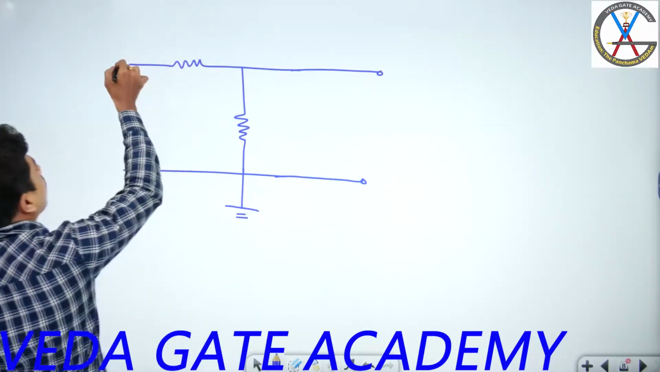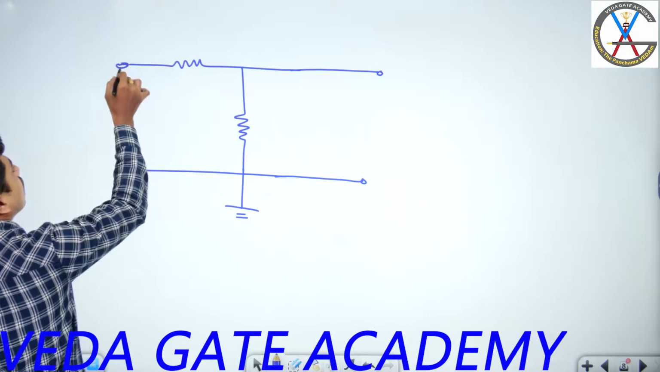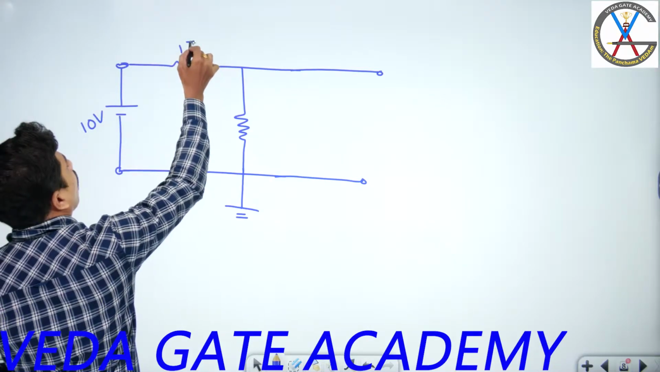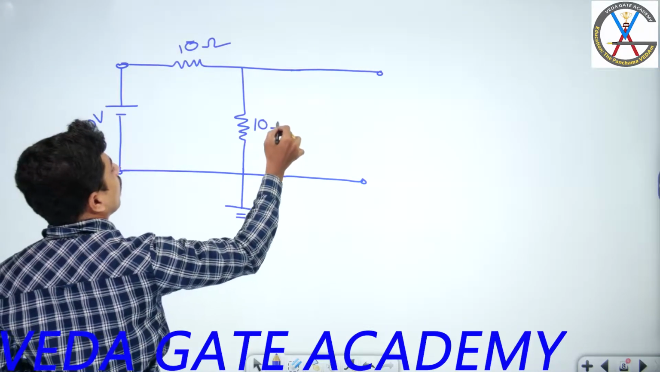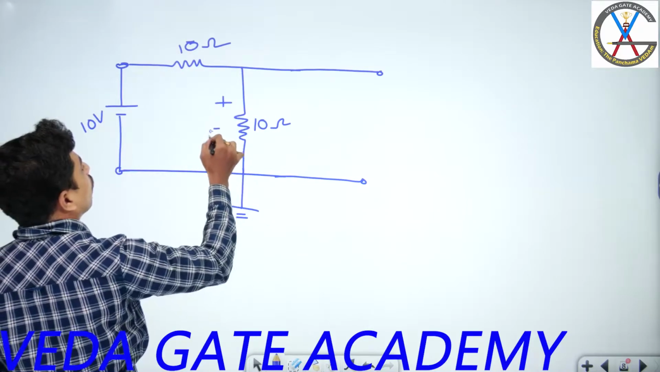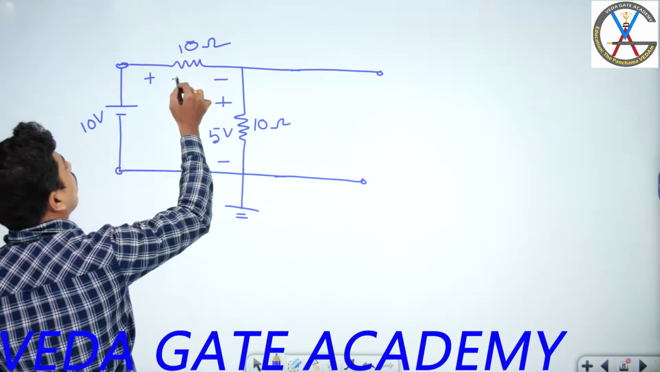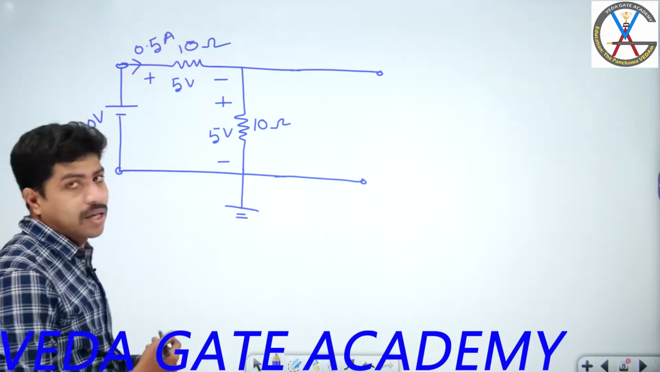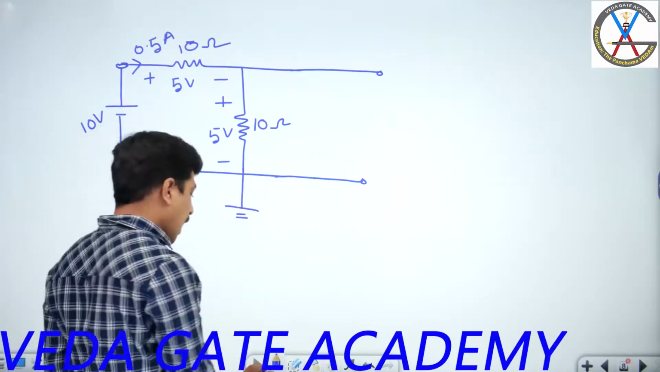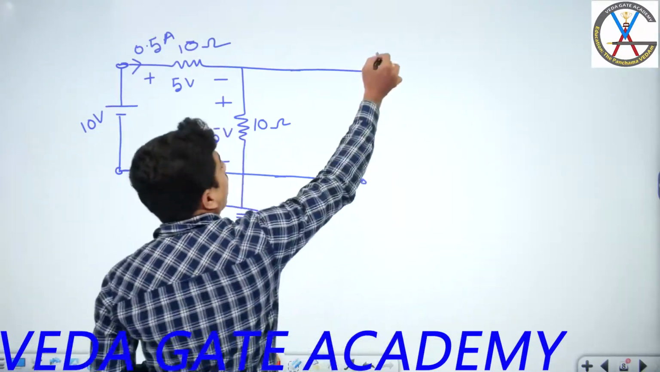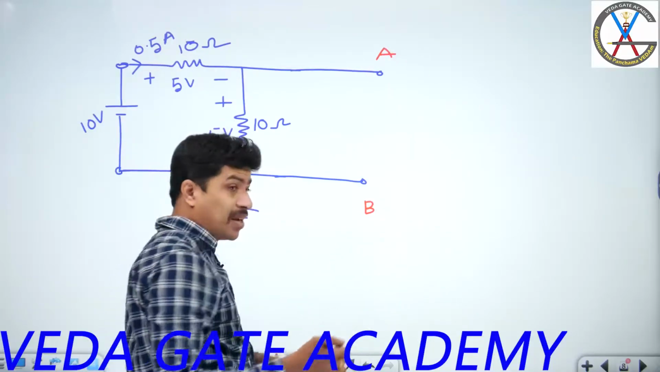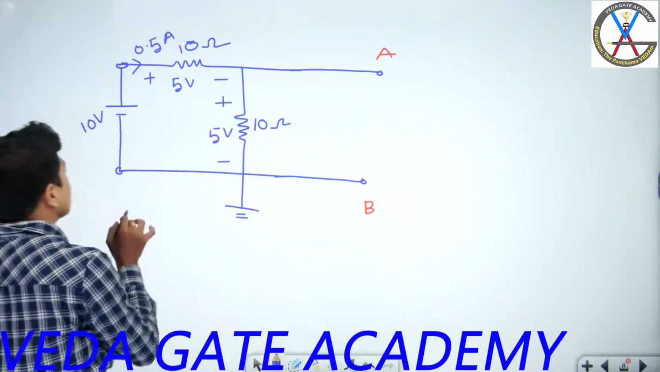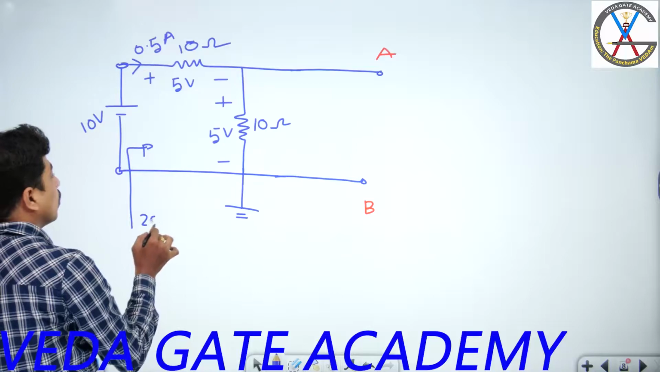Yes, observe here. This is 10 volts. This is 10 ohms. This is 10 ohms. This is 5 volts. This is 5 volts. This current is 0.5 amperes. When another 10 ohms is absent, if I connect another 10 ohms, it means I am increasing the load. Why? Because impedance is reduced. First, let's see what is the first case impedance seen by the source. How much is it? 20 ohms.